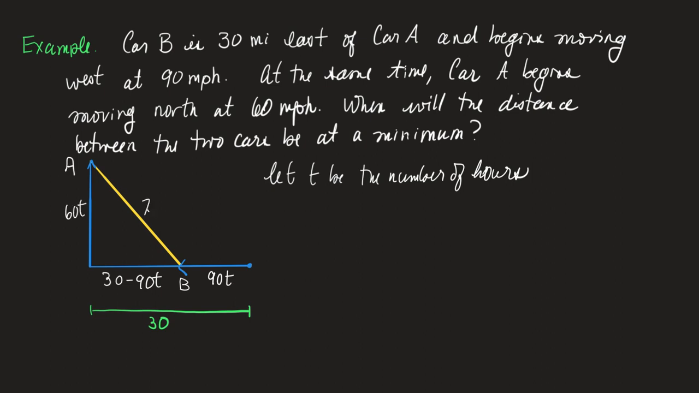And I want to minimize z, and I know by the Pythagorean theorem that z is equal to the square root of 60t squared plus 30 minus 90t squared. But as we discussed in class, it's better to work with the square of the distance, and in fact, the value for t that minimizes the square of the distance will also minimize the distance.